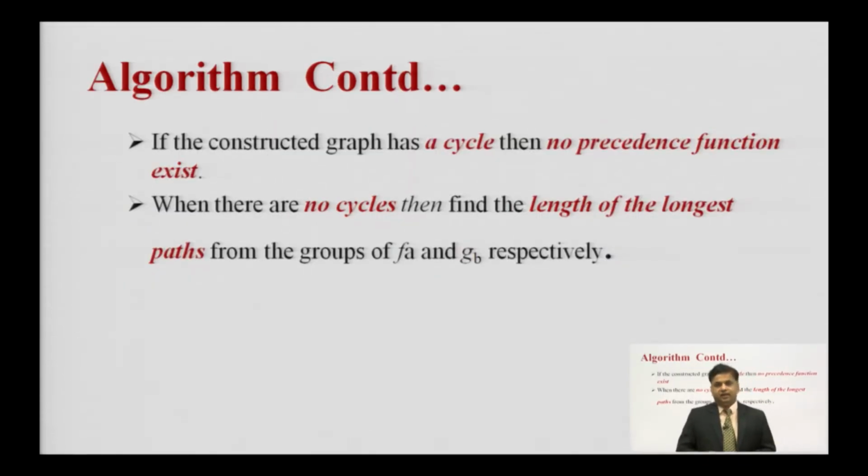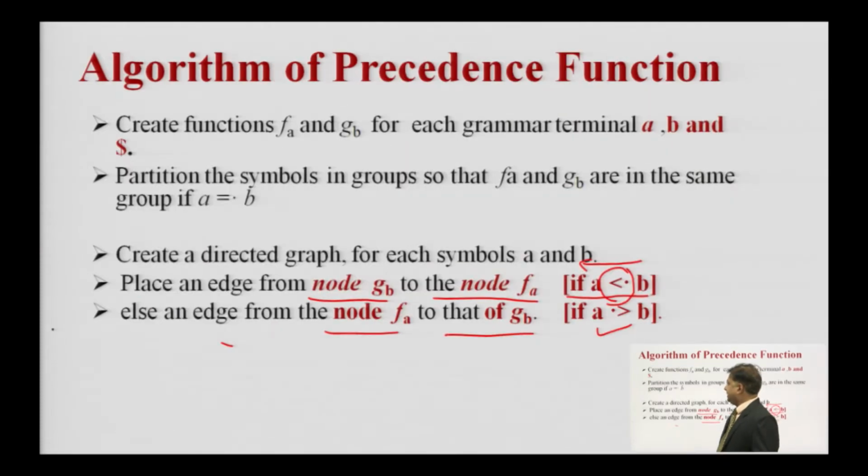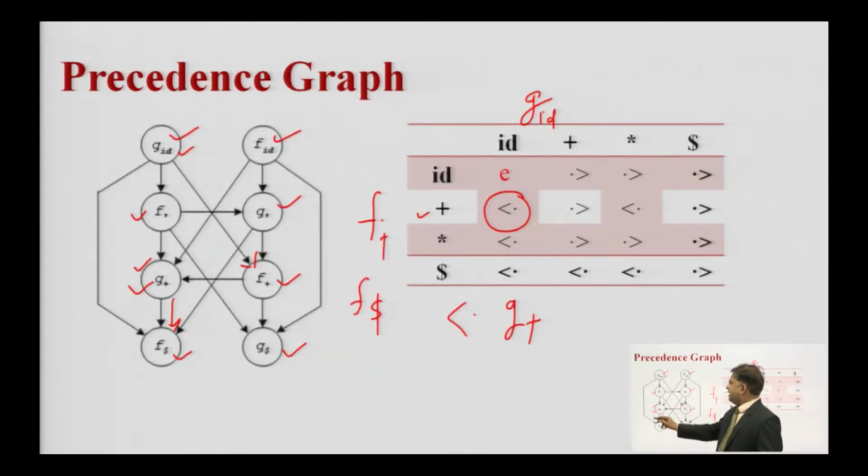So, at every step after placing an edge, I check that there should be no cycle in the directed graph. If there is a cycle in a directed graph, then there is no existence of the precedence function, right. So, what I check after each step is that we do not find any cycle in this graph. Cycle means a closed loop. If there is a closed loop, then there is no precedence function.